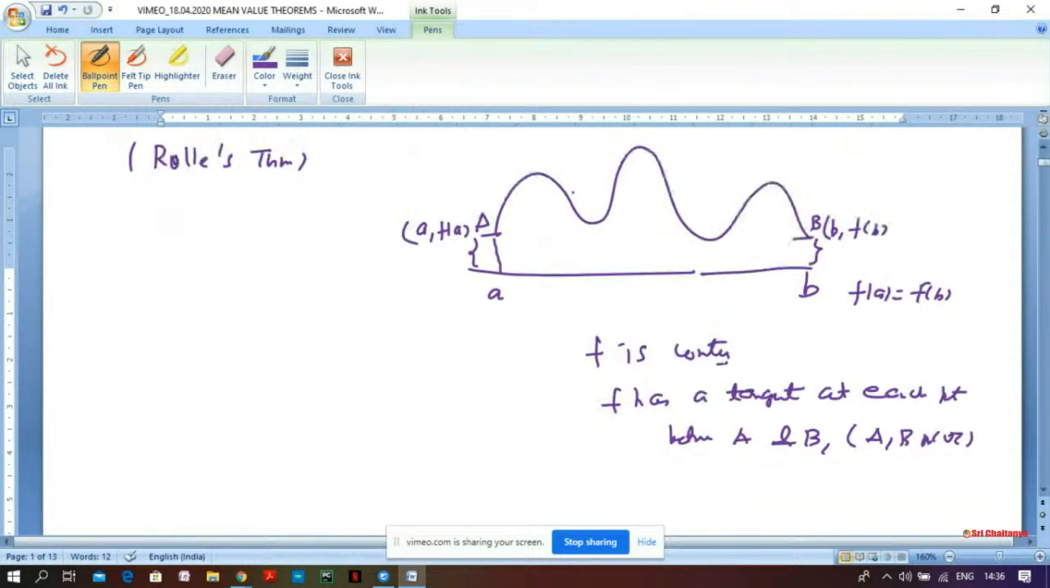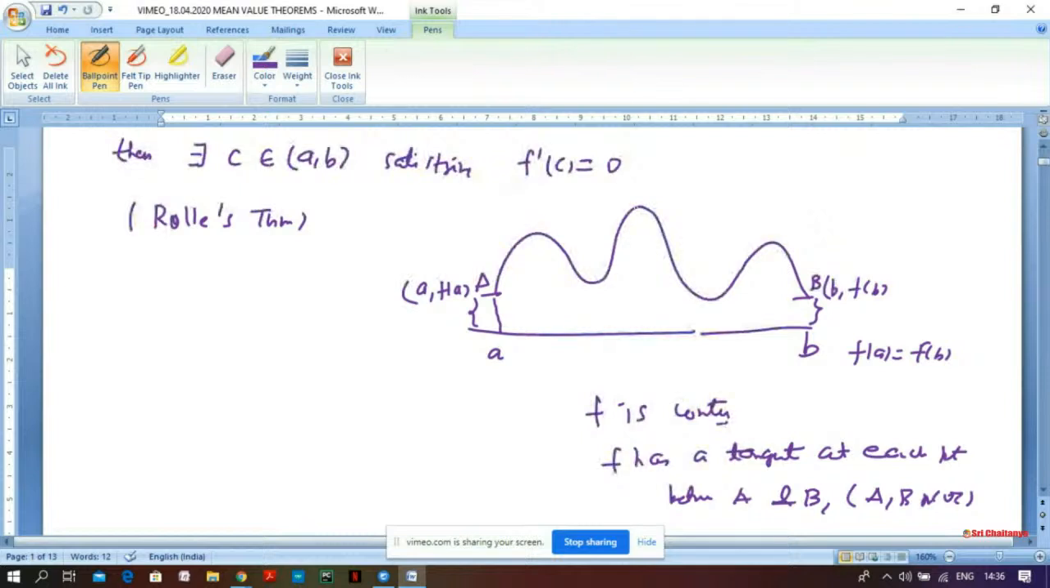Conclusion: it means that there is a point on the curve at which the tangent is horizontal to the x-axis, in fact parallel to the line AB, which is also horizontal.